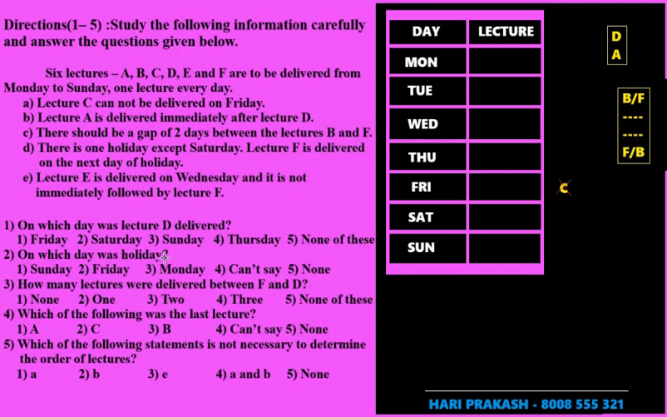Next point. Fourth point. There is one holiday except Saturday. So Saturday is not a holiday. He's telling that. This is also an indirect point. We can take it like this: Saturday is not a holiday.